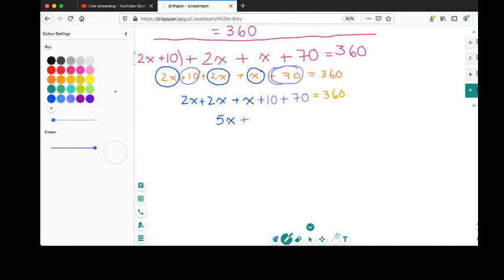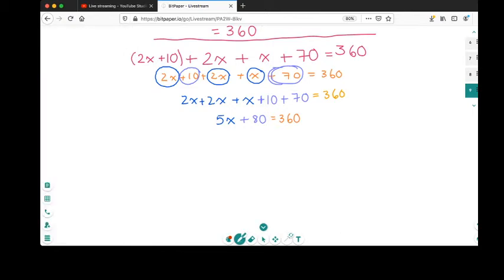So positive 10 plus 70 is going to be 80. And again, that's going to equal 360. And now we just solve algebraically. So I'm going to use a totally different color for the algebraic solve. I want to bring 80 to the other side, and that's going to become 5x equals 360 minus 80.